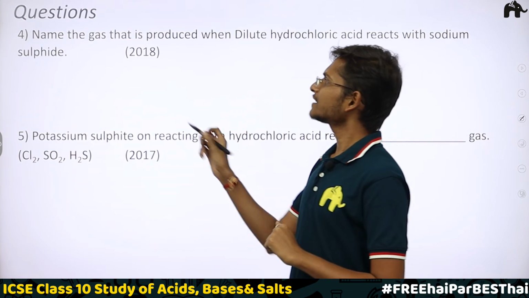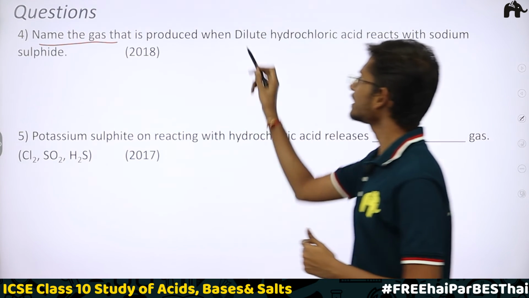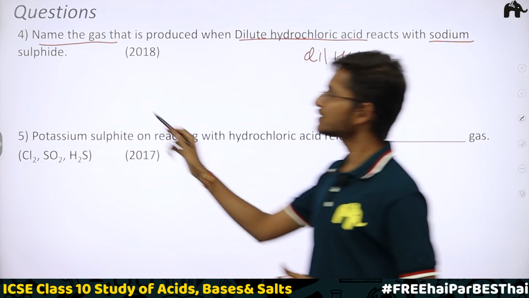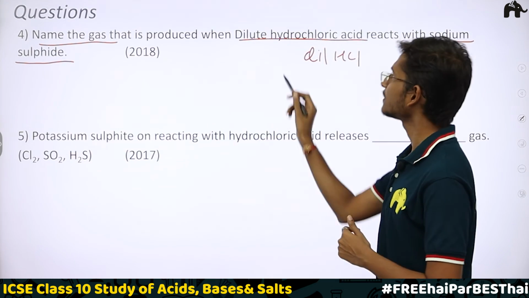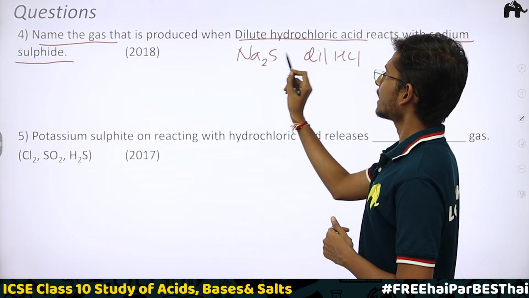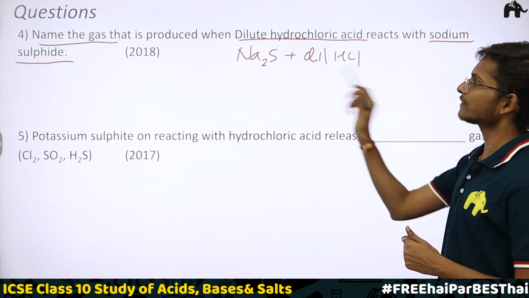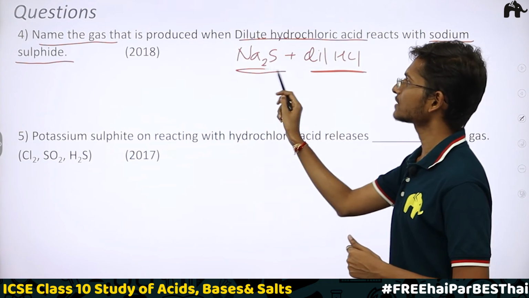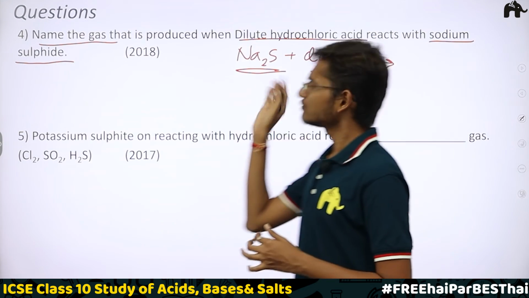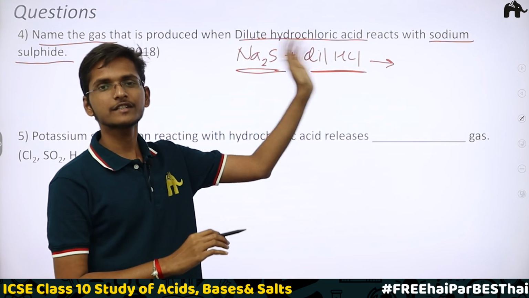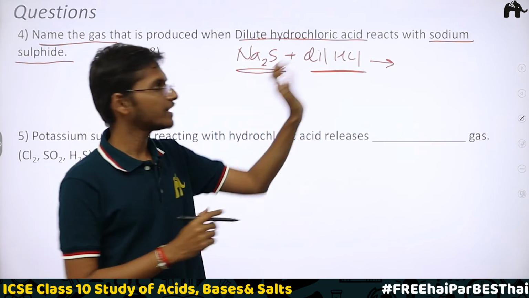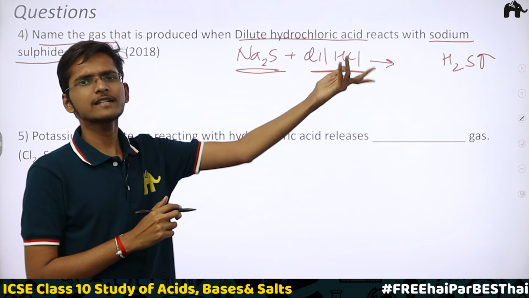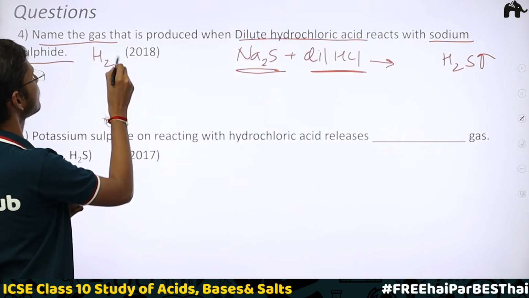Next one is: name the gas that is produced when dilute hydrochloric acid reacts with sodium sulfide. Asked in 2018. Now you would have agreed. Sodium sulfide is this. Again, metallic sulfide reacts with dilute acid, it forms metallic salt and H2S gas, right? We remember the general equation. So H2S gas is getting released. So the answer is H2S, hydrogen sulfide.